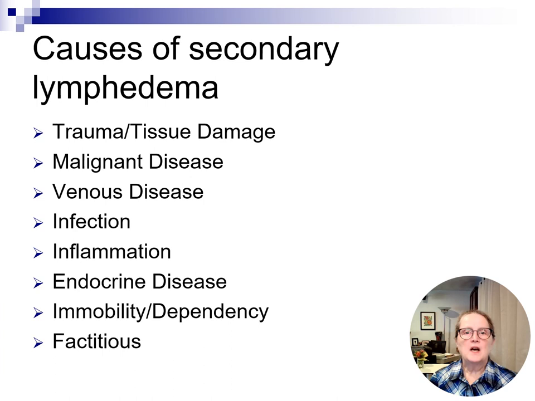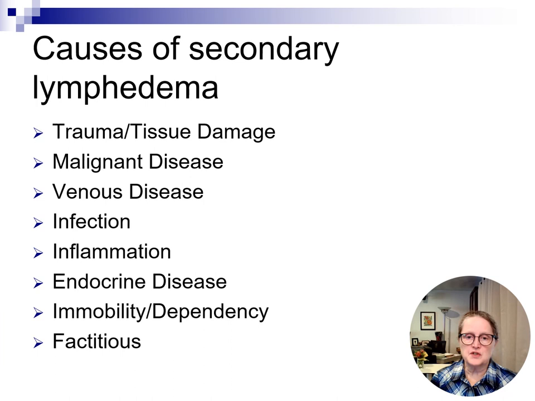The lymphedema framework provides a classification of causes of secondary lymphedema. The categories are trauma, tissue damage, due to lymph node dissection, radiation therapy, burns, varicose vein surgery or vein harvesting, large or circumferential wounds or scarring. Malignant disease, due to lymph node metastases, infiltrative carcinoma, lymphoma, or pressure from large tumors. Venous disease, due to chronic venous insufficiency resulting in leakage from blood vessels, venous ulceration, post-thrombotic syndrome, or injury to vessels from intravenous drug usage.